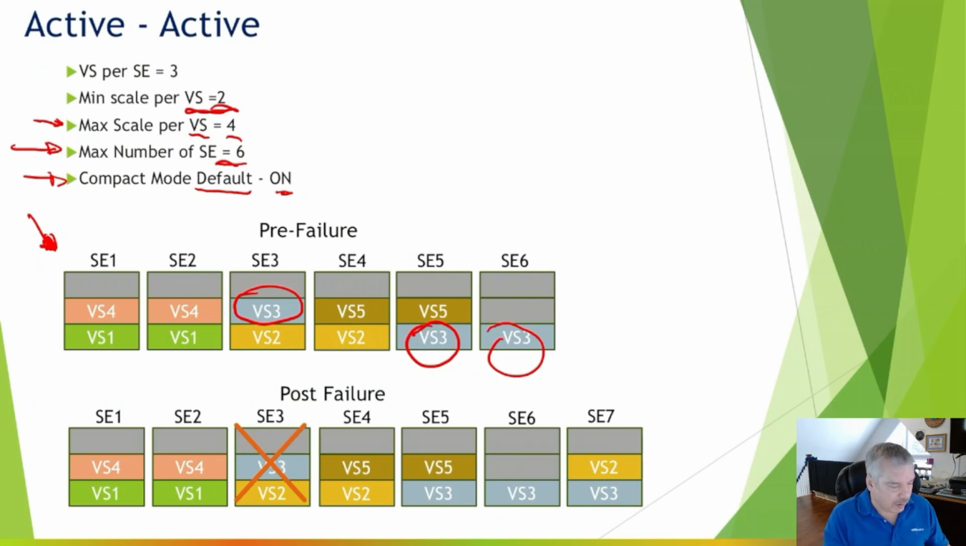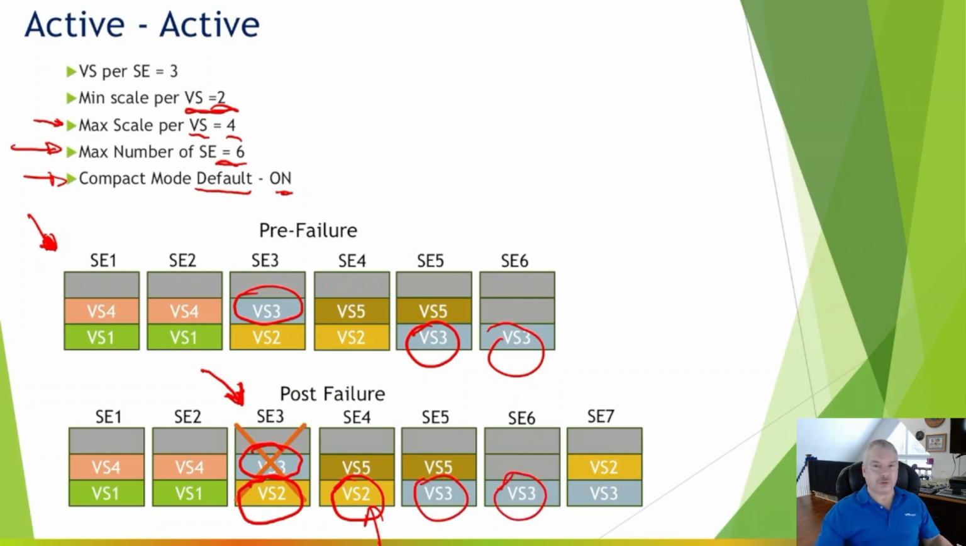So now we have a failure. So if service engine 3 here dies, well, what happens? I lost virtual service 2 and I lost virtual service 3. But hang on a second, don't freak out. They're already running. Virtual service 2 is still running over here on service engine 4, and virtual service 3 is still running on these 2 service engines. So my availability of the application is still okay, but I might have a bit of a performance hit.